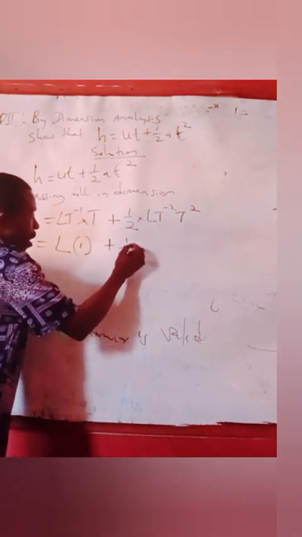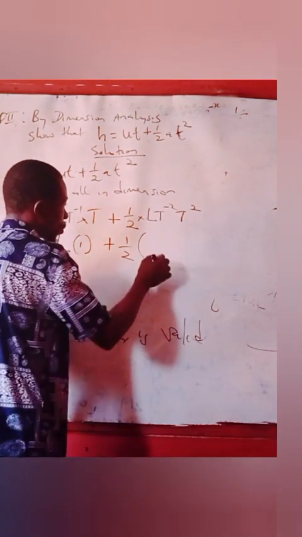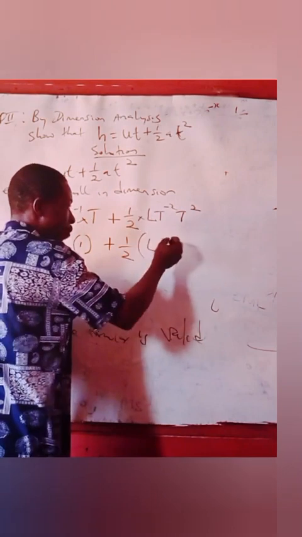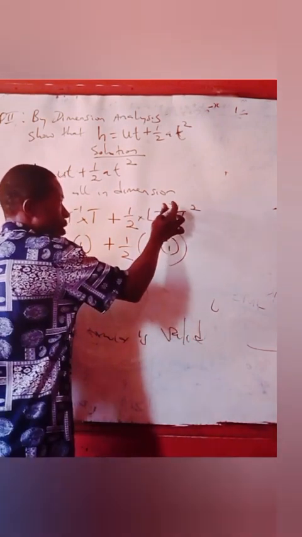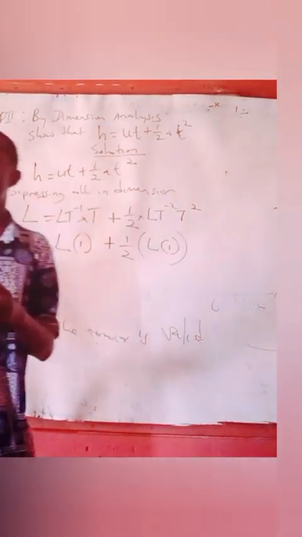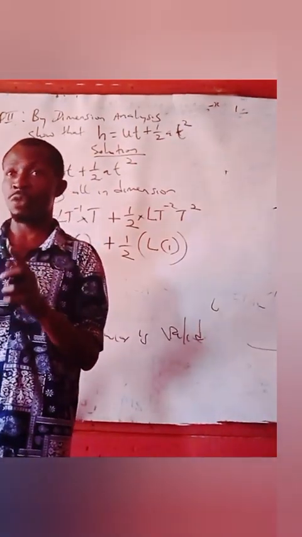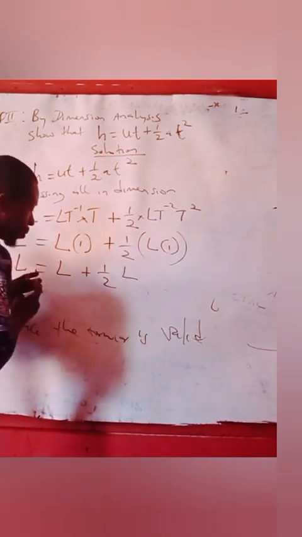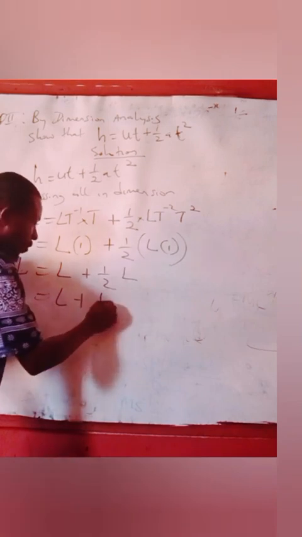Okay? Plus half into L. t raised to power minus 2 times t raised to power 2 will still give us 1, because we are going to have minus 2 plus 2, and minus 2 plus 2 will give us 0. t raised to power 0. Anything raised to power 0 will give us 1 from the zero law of indices. Having said this, that means L is equal to L times 1, which is L, plus half L. This will give us that L becomes equal to L plus half L, which is L over 2.